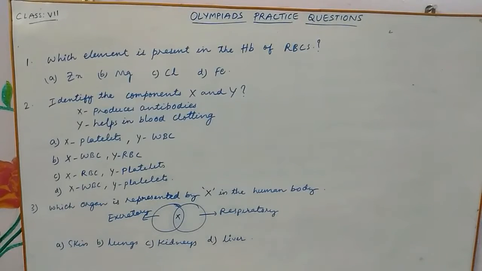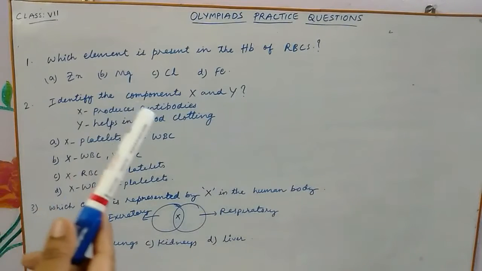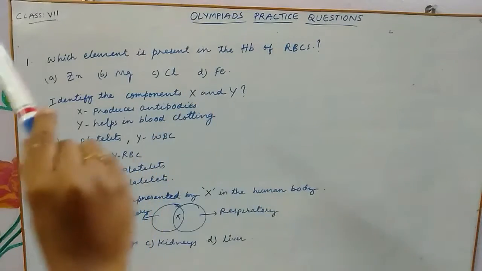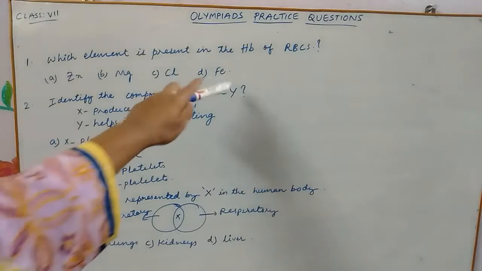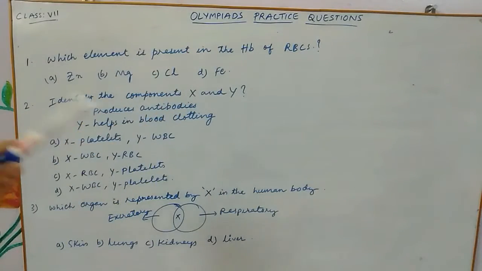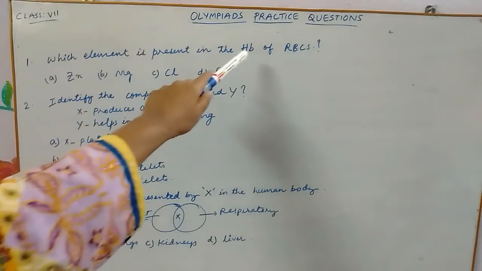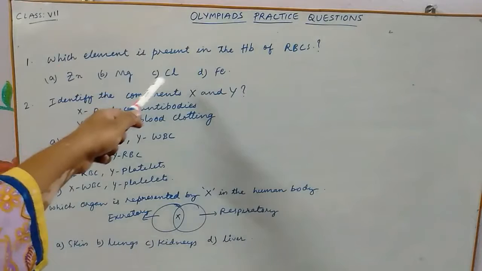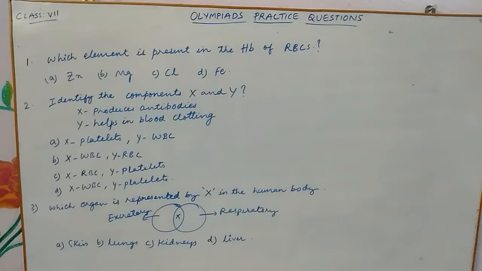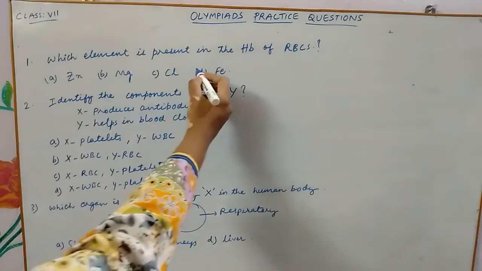The first one. Which element is present in the hemoglobin of RBCs? You know that RBCs are the red blood corpuscles in the blood and they contain hemoglobin. We all know this, right? So which element do you think is present in hemoglobin? Is it zinc? Is it magnesium? Is it chlorine? Or is it iron? Yes, it is iron.